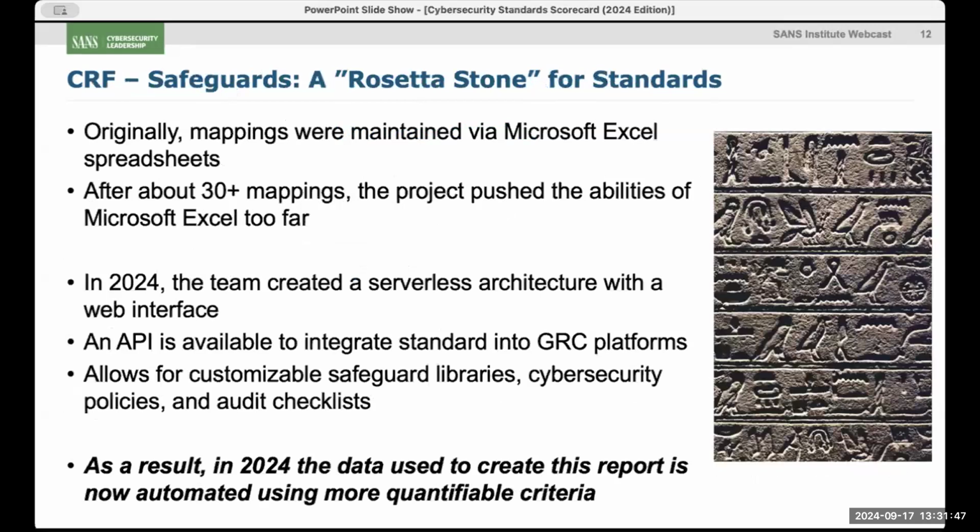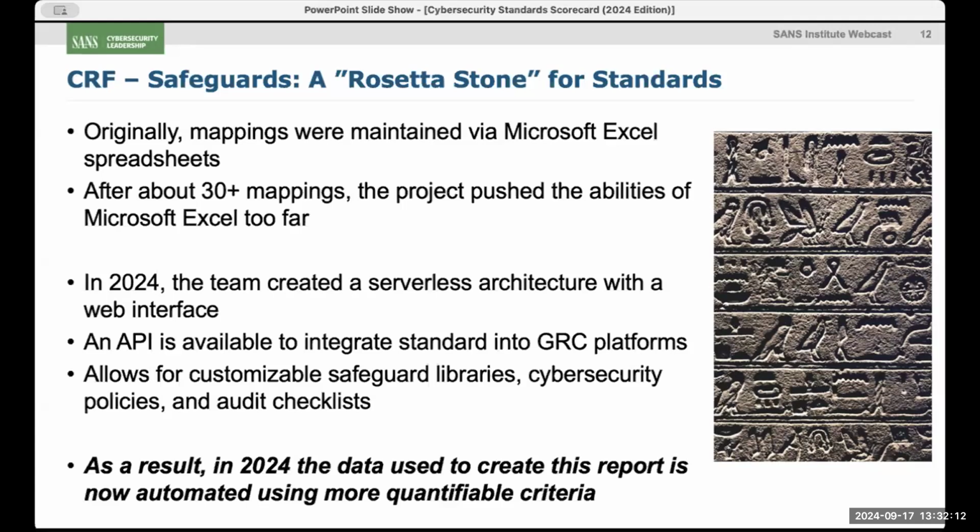And originally, like I said, we had done this in Excel, and a lot of you have probably seen some of the work that I've put out over the years, the audit scripts or different places. And really, when we got to about 30 mappings, we had pushed Excel way too far. And so we realized we needed to make some changes. So this year, and this is one of the bigger changes we've made, we moved all those Excel resources over to a serverless architecture on AWS.